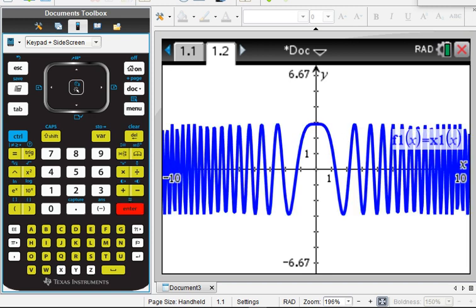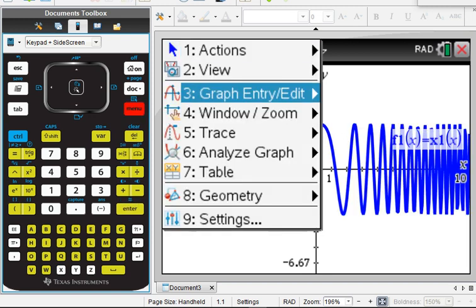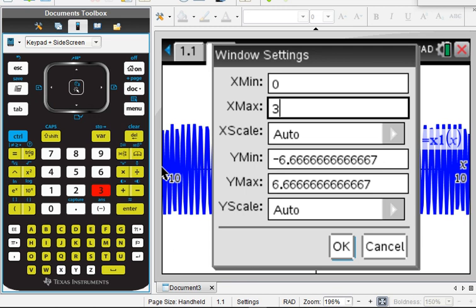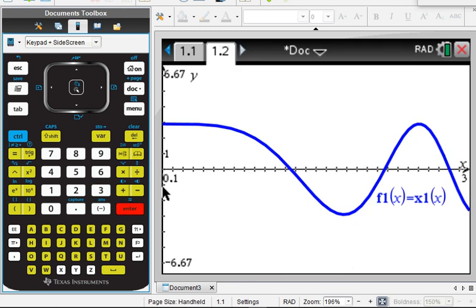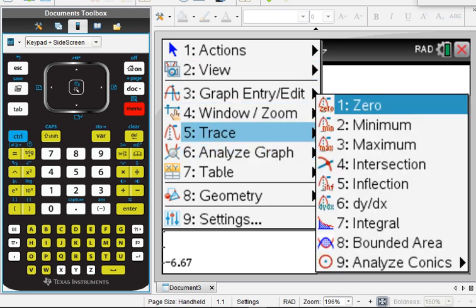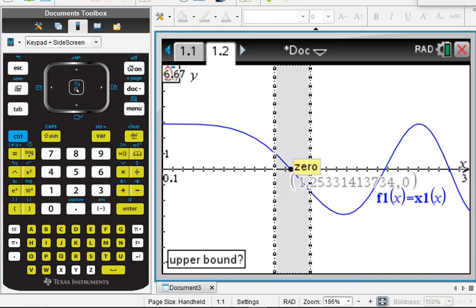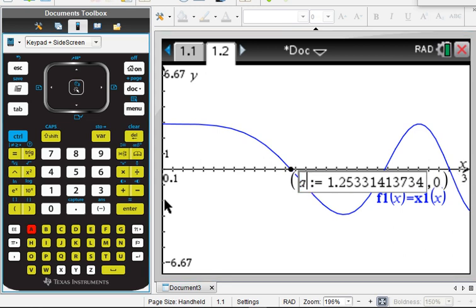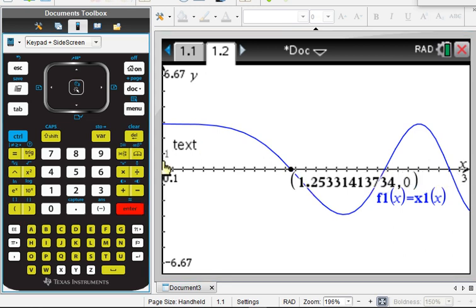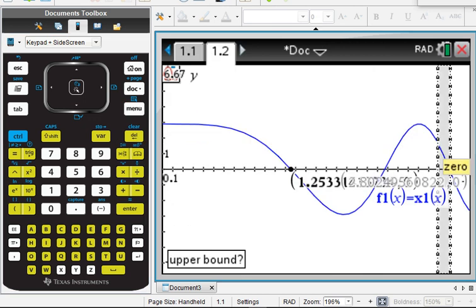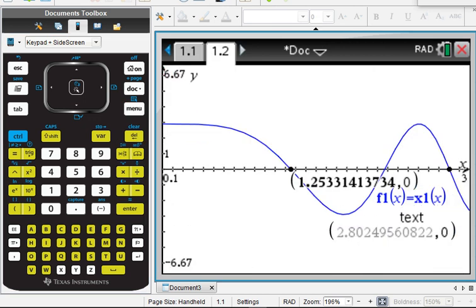And then, oh, you can see there's way too many zeros here. We got to change our window size, menu, window zoom, window settings. Just go from 0 to 3 again. All right, so we get the same thing. We can find those the same way. Menu, analyze graph 0. Lower bound, upper bound. We'll store this one as A. And then menu, analyze graph, 0, lower bound, upper bound. We'll store this one as C.